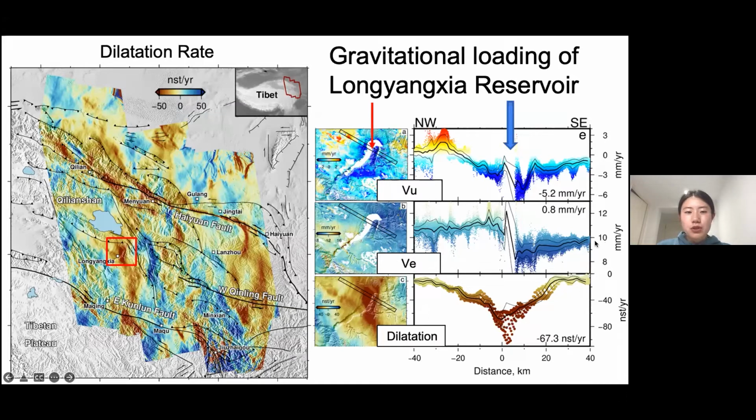And if we approach the reservoir from the east, we see it moves eastwards slower and slower as we move towards the reservoir. So this is suggesting a pinching from the subsidence of the gravitational loading of the reservoir water column. And as a result, this pinching effect is causing the contractional strain across this area. So chances are this is not a tectonic load, but a hydrological signal.